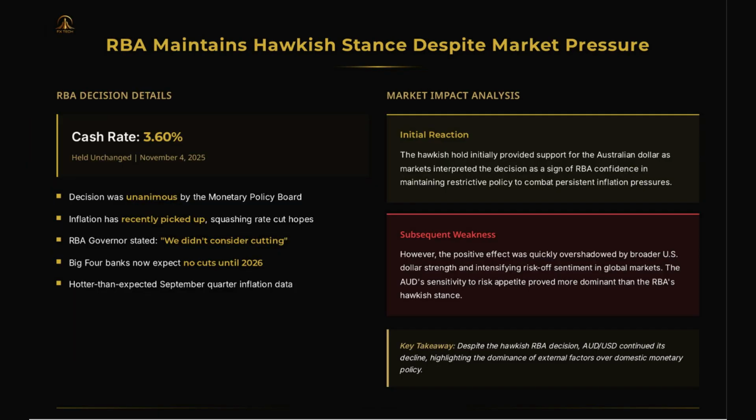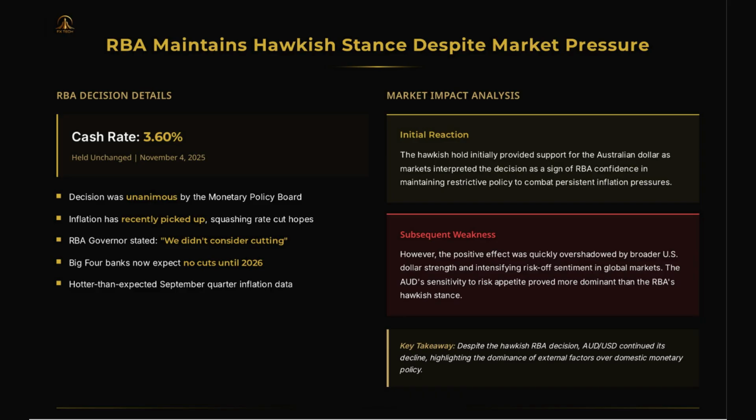On November 4th, 2025, the Reserve Bank of Australia held its cash rate unchanged at 3.60% in a unanimous decision by the Monetary Policy Board. This hawkish hold came after inflation picked up in the September quarter, squashing market hopes for a rate cut. RBA Governor Michelle Bullock stated clearly that the board didn't consider cutting, signaling the central bank's commitment to maintaining restrictive policy. Following this decision, all of Australia's Big Four banks revised their forecasts, now expecting no rate cuts until 2026.